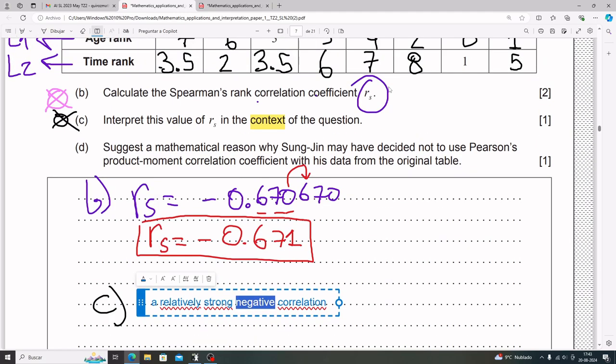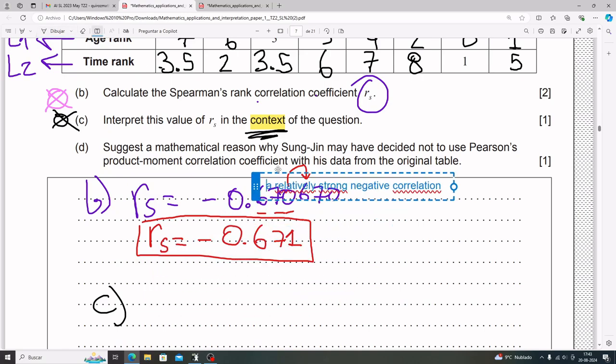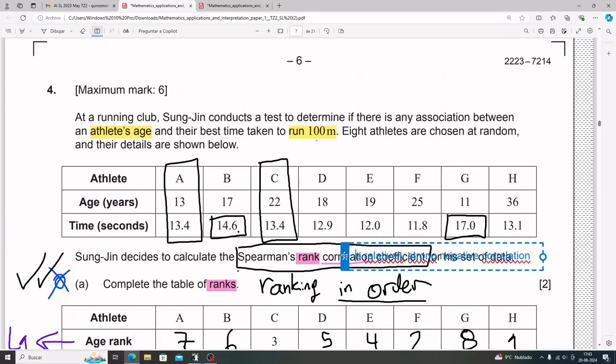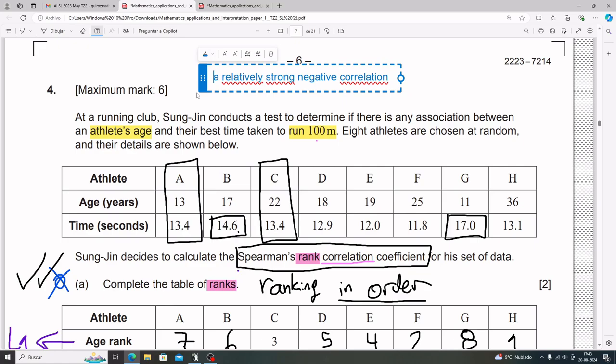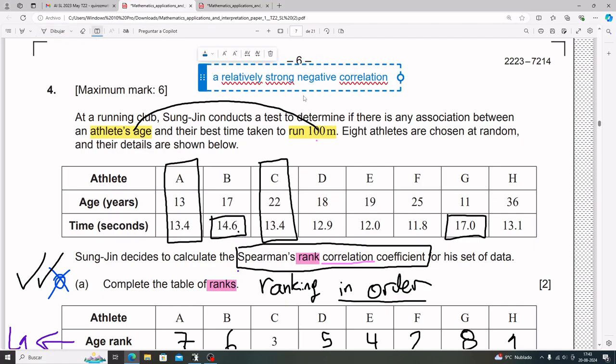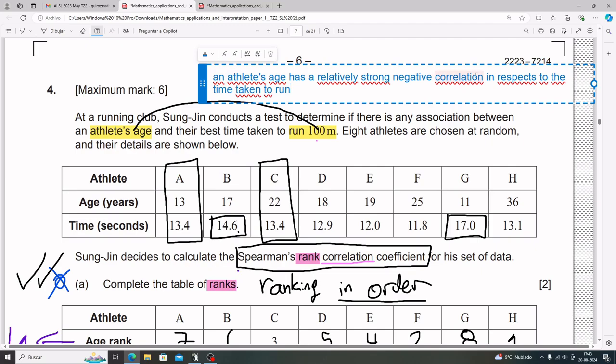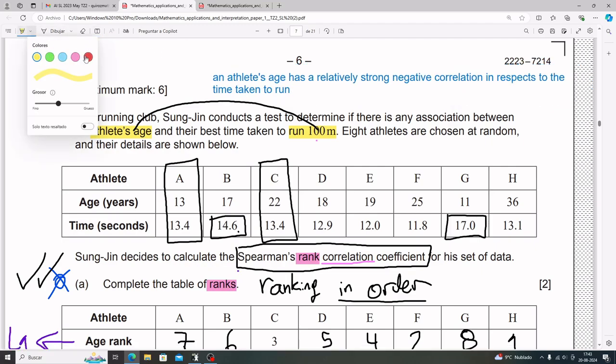Now, you're not done yet because this is a context question, so you have to connect it to the context of the problem. So in this case, let's remember the context of the problem. Sungjin, what was he doing in the first place? He was comparing athlete's age to the best time taken to run. So you can say that an athlete's age has a relatively strong negative correlation in respect to the time taken to run.